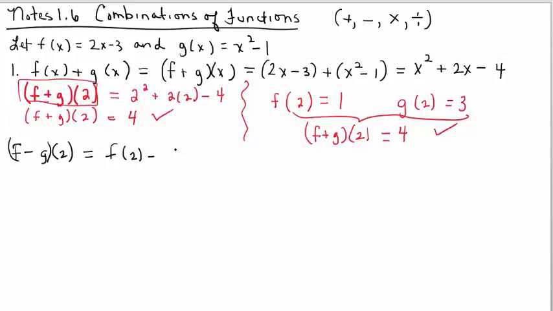Let's find f of 2 and g of 2. I'm going to work down on this one too. All right, f of 2 was from here, 1. g of 2 from the previous line was 3. So the result is negative 2.